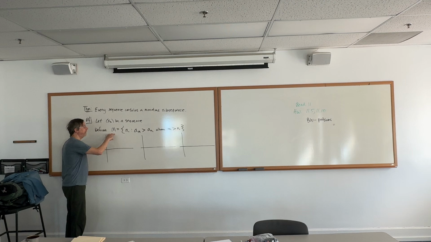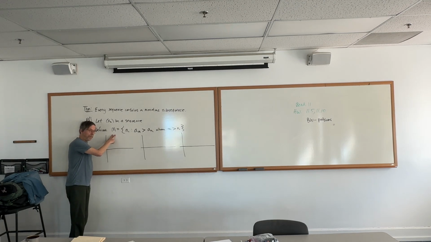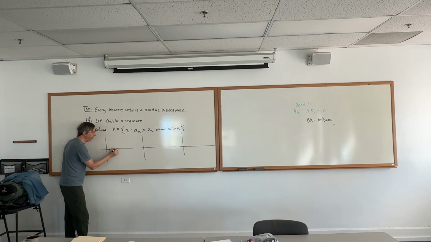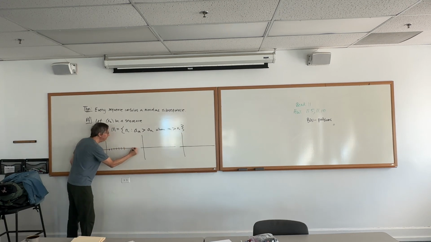Once we understand this, the proof becomes easy. But understanding this is not easy. So let's just make up some sequences. So this is going to be 1, 2, 3, 4, 5, 6, 7. This is going to be x of n. This is going to be n.